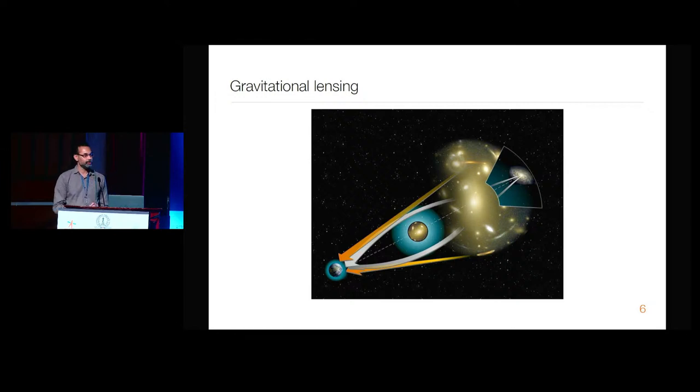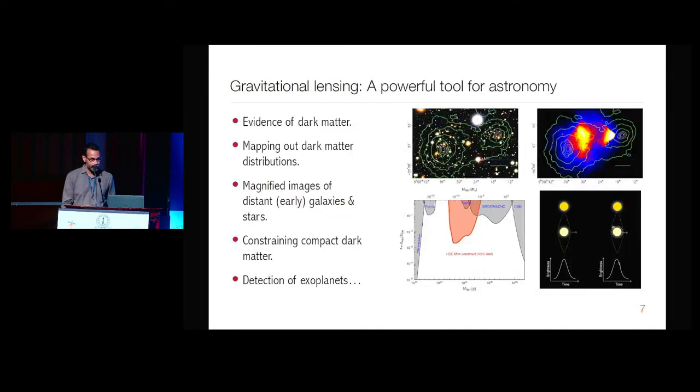Here is a cartoon of gravitational lensing in action. There is a foreground galaxy in between us and a distant source. And because of the space-time curvature caused by this foreground galaxy, multiple paths can connect the source and the observer, so we can see multiple images of this. And we know that gravitational lensing has been a really powerful tool for astronomical observations in the last few decades.